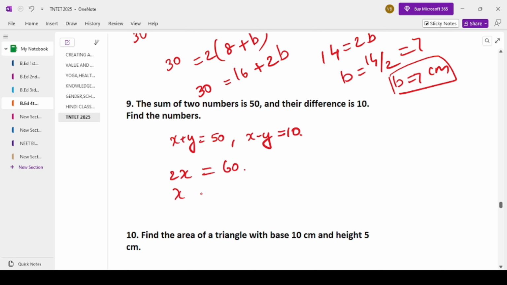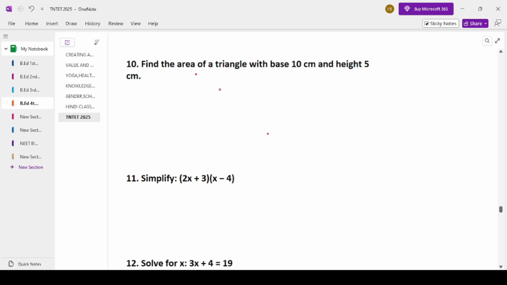ஸோ the x is going to be 30, right? ஸோ இதை வந்து இதில் சப்ஸ்டியூட் பண்ணிங்க அப்படின்னா you will get the answer. So 30 plus 20 is going to give you 50, right? So y is equal to 20, that's the answer.